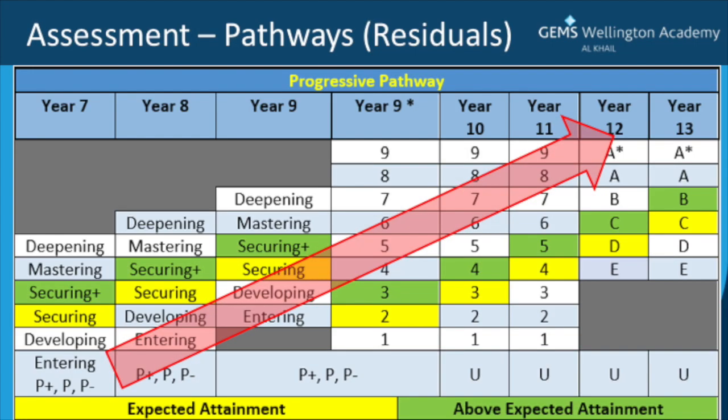In progressive pathway subjects, students make steps in attainment. So at the start of the year, they might be on developing, and by the end of the year, securing. And then whether or not they've met that end of year target would be their measure of progress. You'll see from this diagram the arrow going up, so students make steps in attainment.